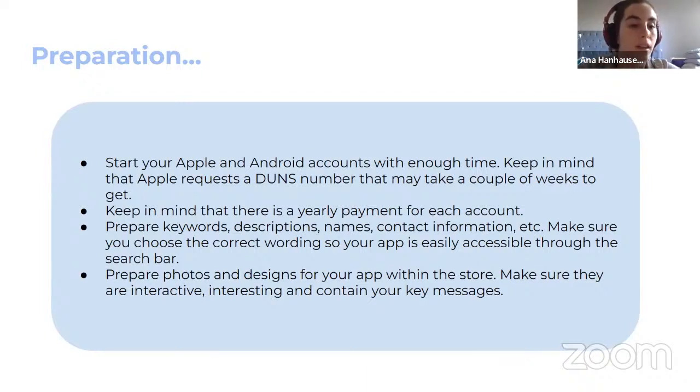And you must prepare the different contents that you will put in your app page within the App Store, right? So thinking about keywords, descriptions, names, and contact information will be really helpful. And make sure you use specific keywords and the specific wording that will help your app be easier to find, right? So for example, for my app, which focuses on climate action and reducing the water footprint, we can look for keywords like climate action or water footprint, things like this, right? So it's easier for people to get to it.